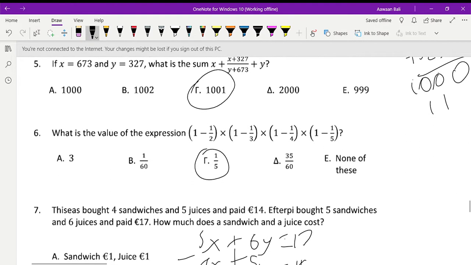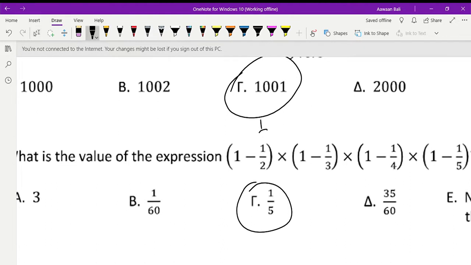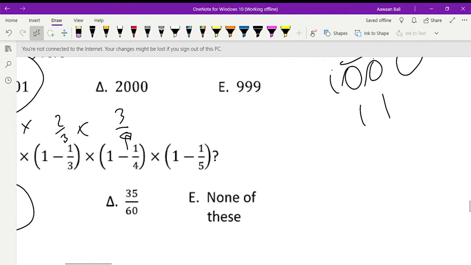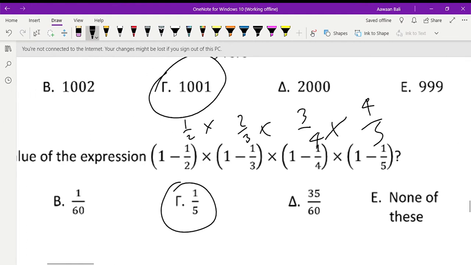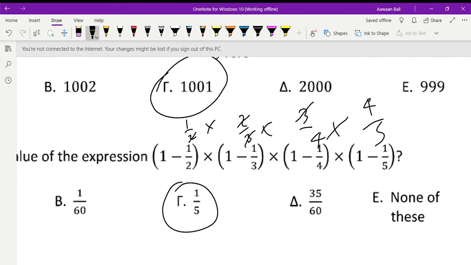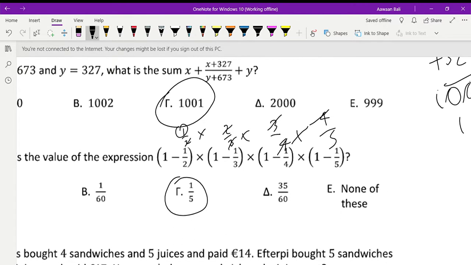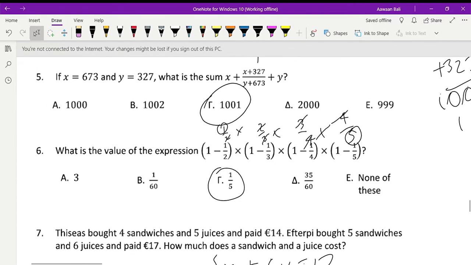Question number 6. What is the value of the expression 1 minus a half times 1 minus a third times 1 minus a quarter times 1 minus a fifth? Okay, so 1 minus a half is a half, and then you continue writing it onwards up till times 4/5. And since it's multiplication, we can cancel. It's this easy canceling, like we have 2 here, 3 here, and 4 here, leaving the numerator as 1 and the denominator as 5, so therefore the answer is gamma, 1 upon 5.